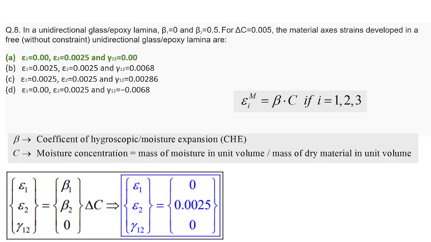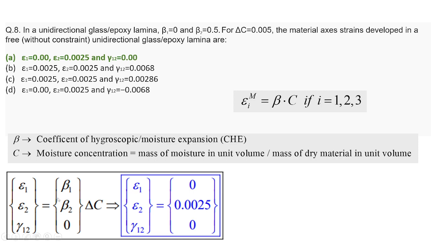Okay, so next question. In a unidirectional glass epoxy lamina, beta 1 equal to 0, beta 2 equal to 0.5, and for a delta C equal to 0.005, the material axis strains developed in a free unidirectional glass epoxy lamina are. So we know the strain is directly proportional to the coefficient of moisture expansion and the moisture concentration. So we have to find epsilon 1, epsilon 2, and gamma 1 2 will be equal to 0, as for a lamina there is no shear strain because of moisture.